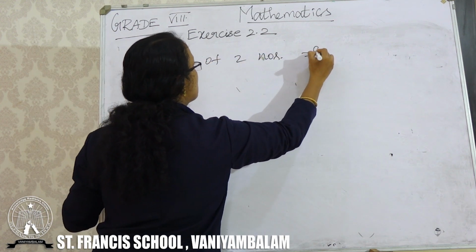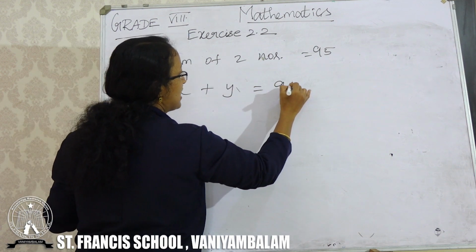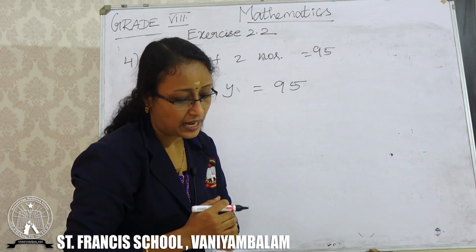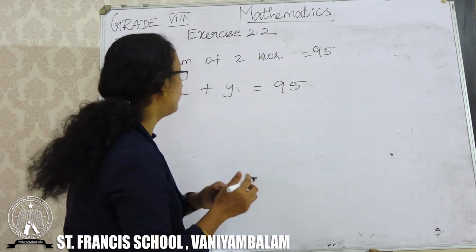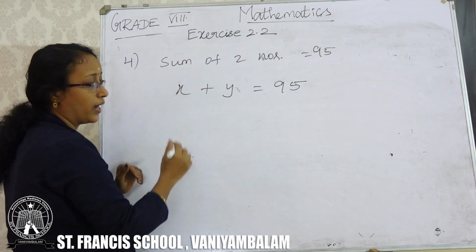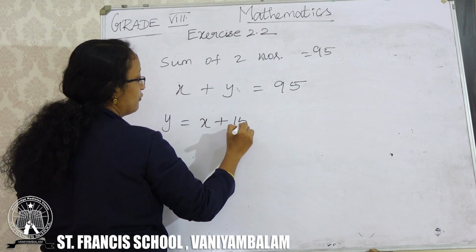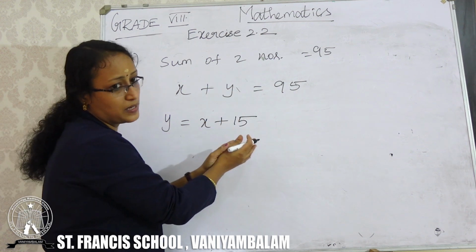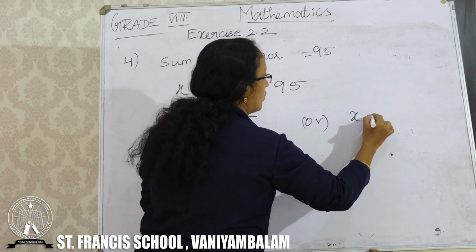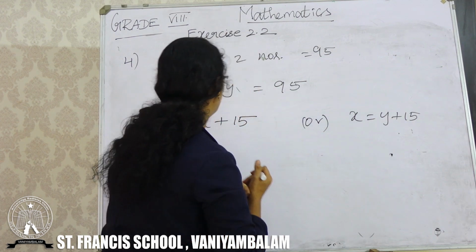So you can take the two numbers as x and y, right? The sum of two numbers is 95 and one exceeds the other by 15. So you can take either x or y. Let us take one exceeds the other by 15. That is, y is x plus 15, or you can take x is equal to y plus 15 also. Any one you can take.